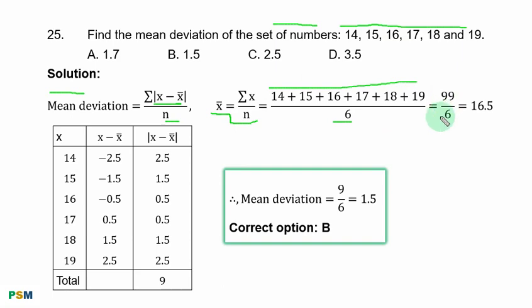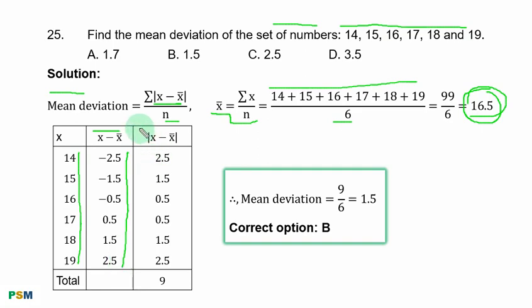You have 99 over 6, and that is 16.5. Let's use a table to show the solution and get the final result. You have S, the given numbers. Next, we get S minus S bar, that is subtracting 16.5 from each value here, and you have this result.